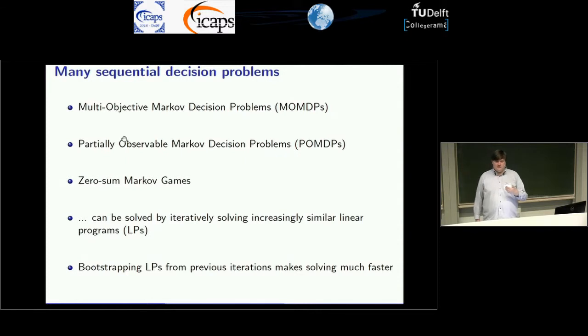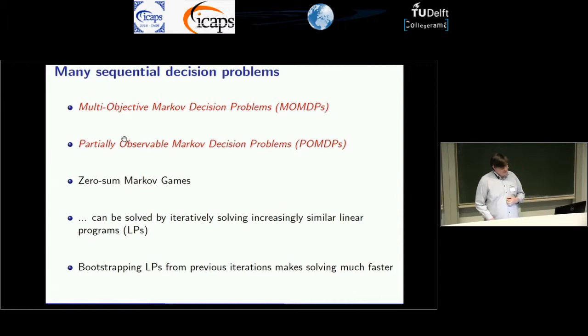This is because there is a bootstrapping, so we use a Bellman update. And in this Bellman update, we update sets of value vectors. And then we use a pruning operator to prune these sets. Our main idea is that we can bootstrap the LPs from previous iterations in order to make this pruning a lot faster.